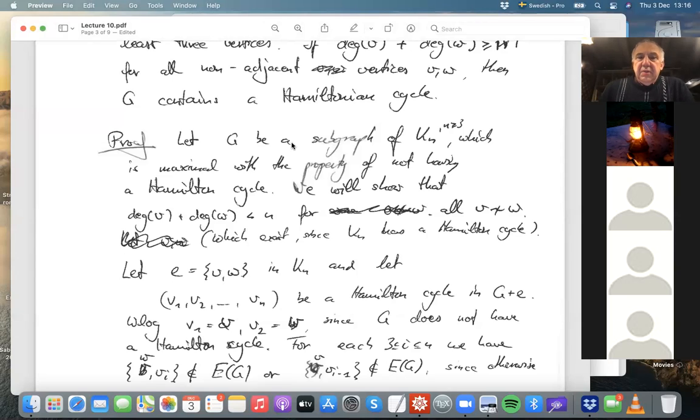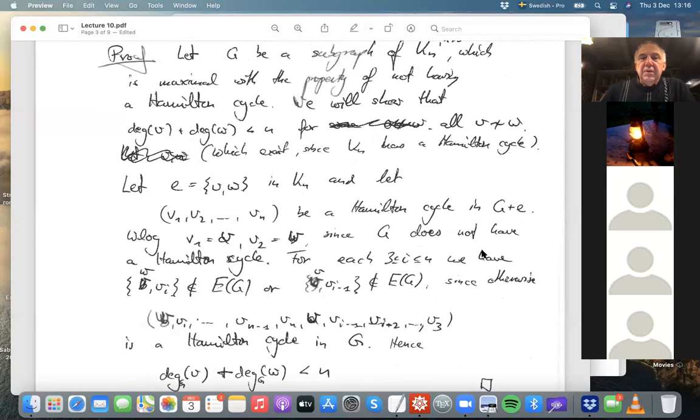So once again, I want to prove that a maximal non-Hamiltonian graph has to satisfy the property that for any non-adjacent vertices V and W, the degree of V plus the degree of W should be smaller than n. So we pick V and W, a pair of non-adjacent vertices, and we know that if we add this edge, then G plus this edge will become a Hamiltonian cycle.